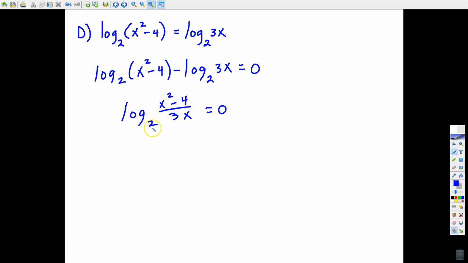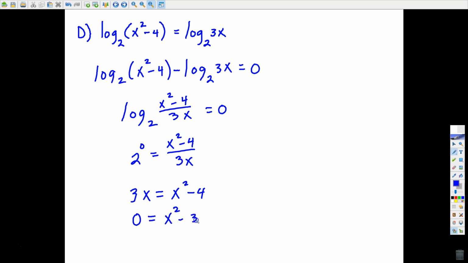Okay, now I'm ready to convert this. Now that it's in a single log form, I'm going to put it in exponential form. 2 raised to the 0 power is equal to x squared minus 4 over 3x. 2 to the 0 is just 1, so hopefully you can see how I got to my next line. Just multiply by 3x on both sides. I'm going to set it up as a quadratic equation in standard form.